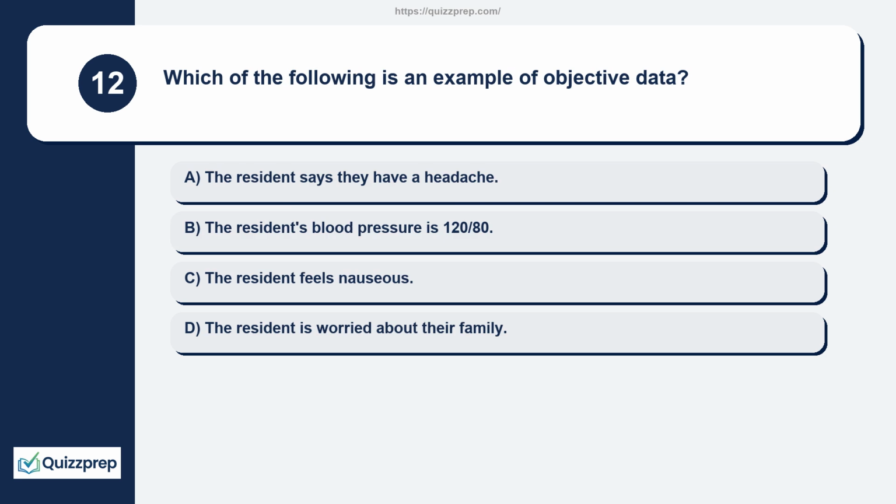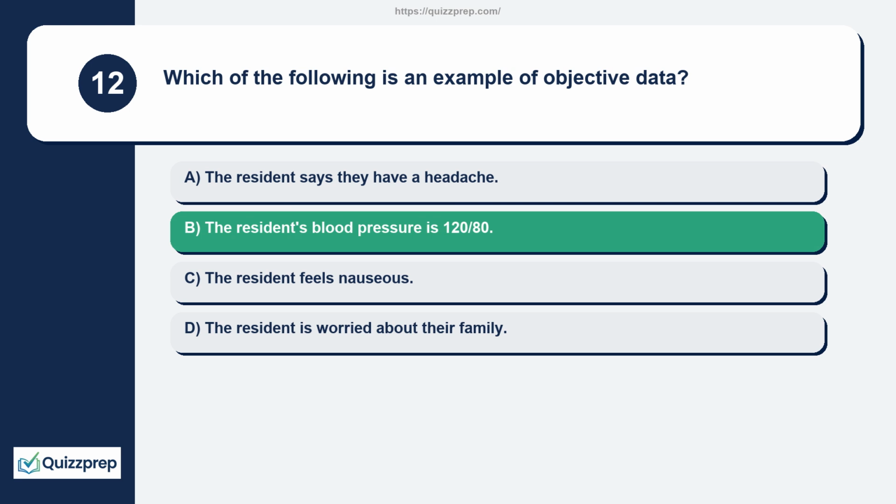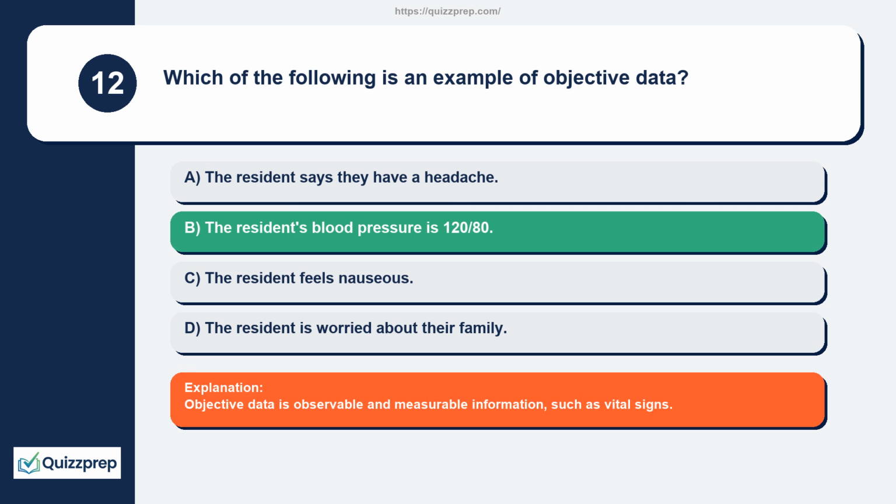Question 12. Which of the following is an example of objective data? The resident says they have a headache. The resident's blood pressure is 120/80. The resident feels nauseous. The resident is worried about their family. Objective data is observable and measurable information, such as vital signs.